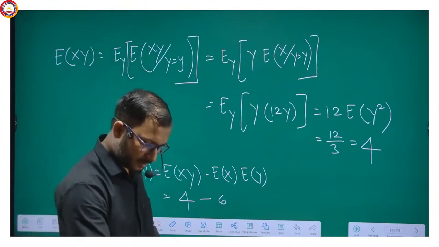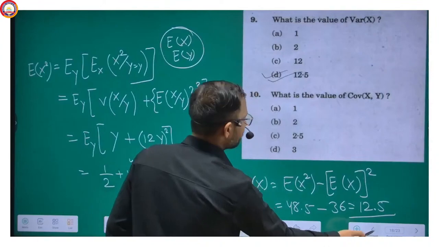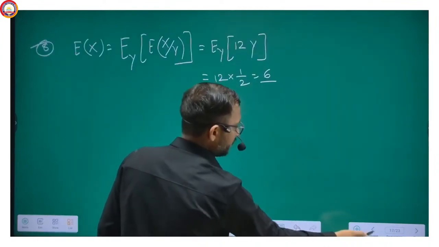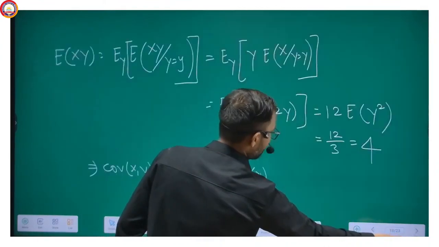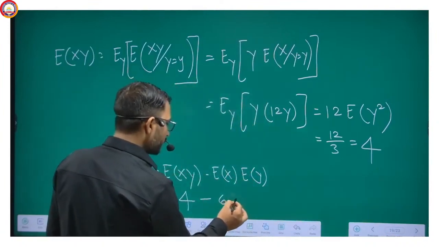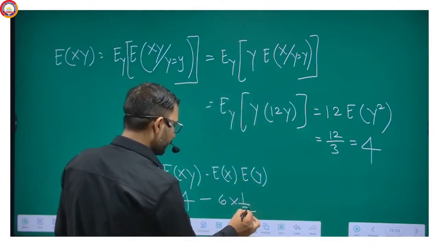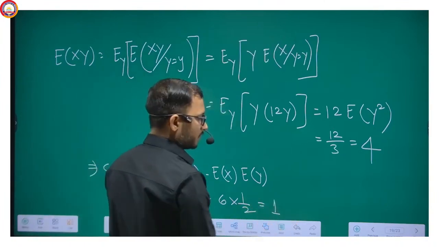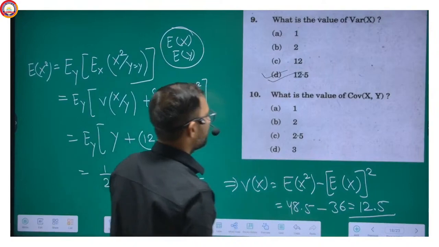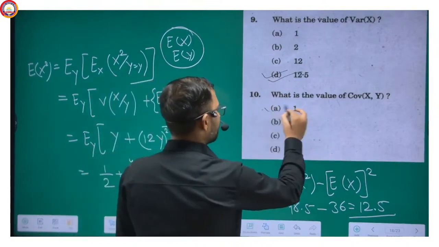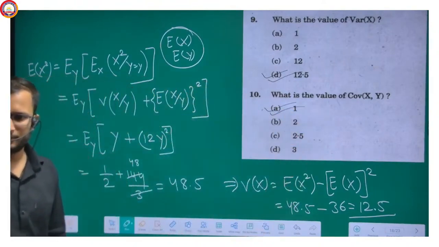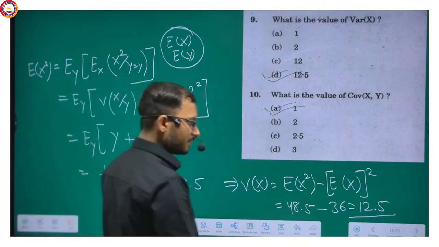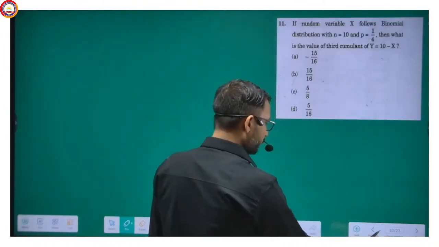Expectation of x is 6, na? Isn't it? Yes, 6. And expectation of y is 1 by 2. And so 4 minus 3 is equal to 1. See here, is there any answer giving 1? Yes. The correct option is A, because the answer given here is 1.